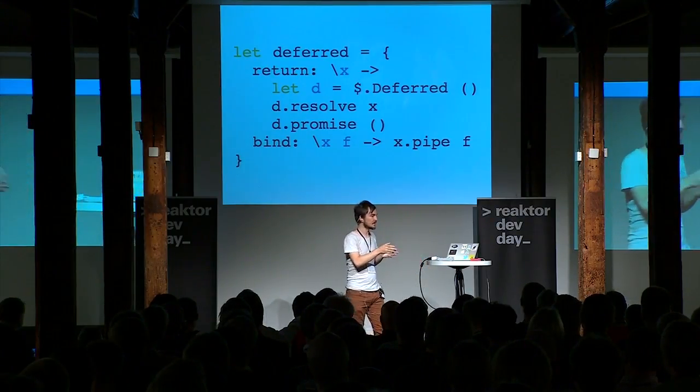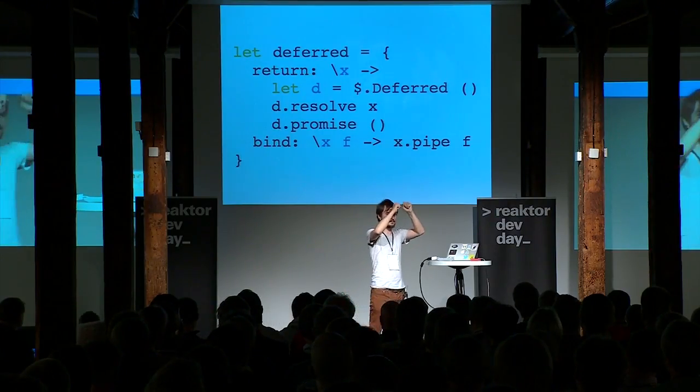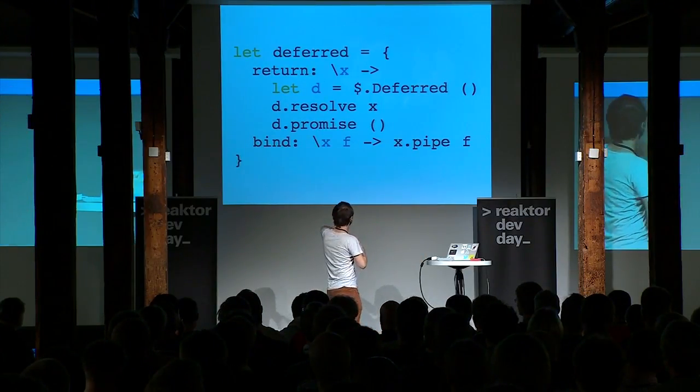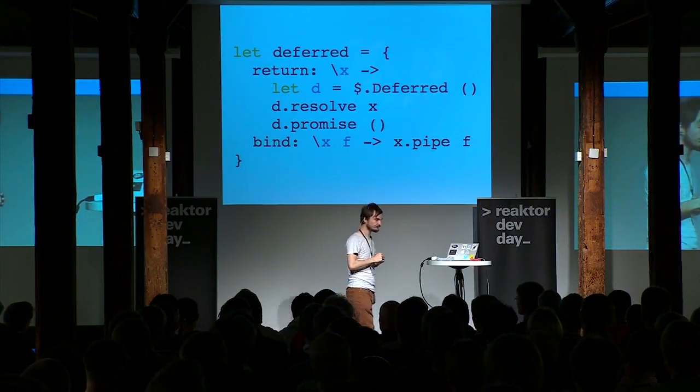So I'm actually using jQuery's deferred here to define a monad that can solve the problem that we had before. So here we're defining return, which is just something that will take some sort of value and wrap that up in a deferred. So that's what that return function is doing. It creates a new deferred, puts that x in there, and then returns that back as a promise.